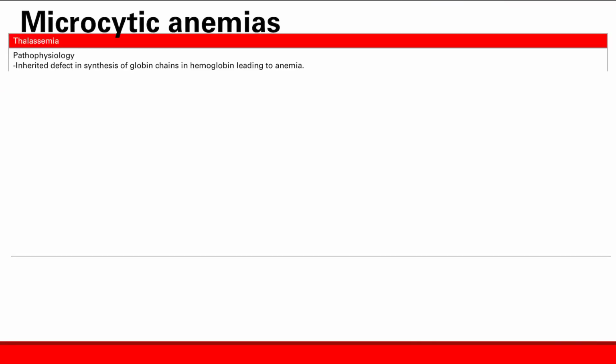Now, next one is thalassemias. Thalassemias are inherited defects in synthesis of globin chains in the hemoglobin, and so you have poor hemoglobin production and you get anemia. So the problem here is in the globin chains. You can get problems in either the alpha chain or the beta chains of the hemoglobin.